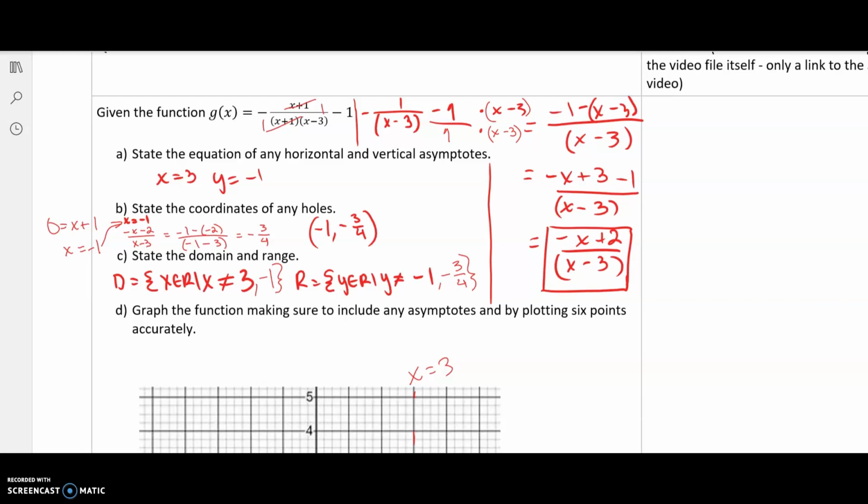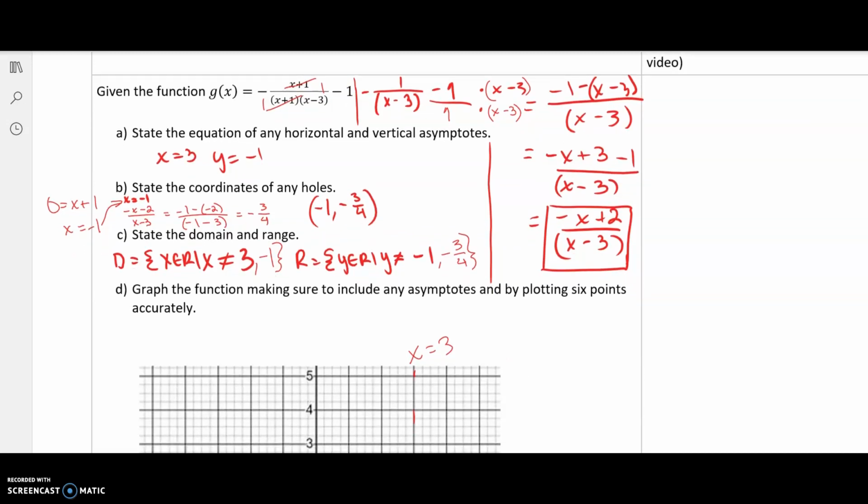So we know that the vertical asymptote is going to be x is equal to 3 because of this original function. So we're just going to be flipping this sign to a positive, so it's going to be positive 3. And then we know that y is equal to negative 1 for the horizontal asymptote because of the negative 1 right there in the original equation.